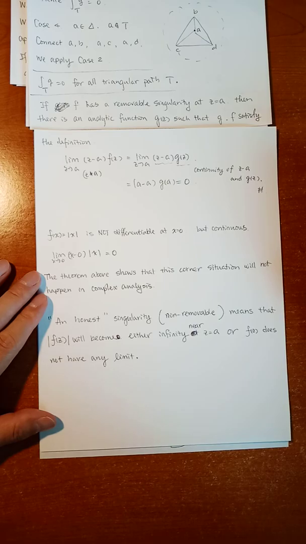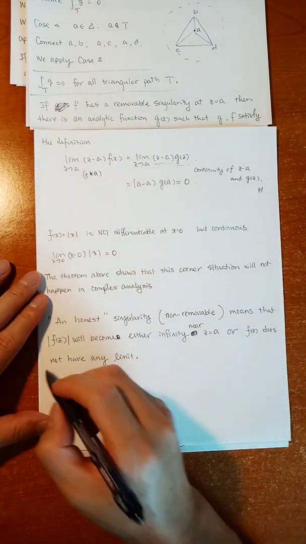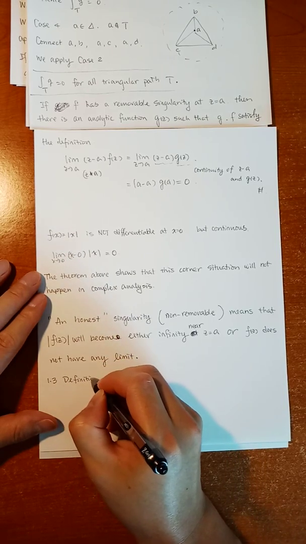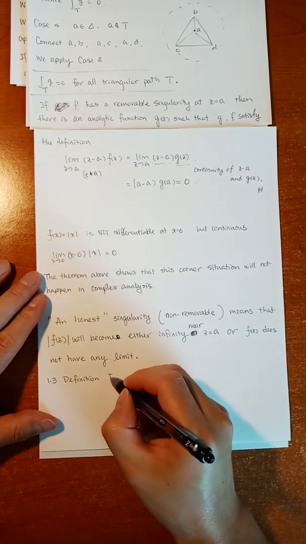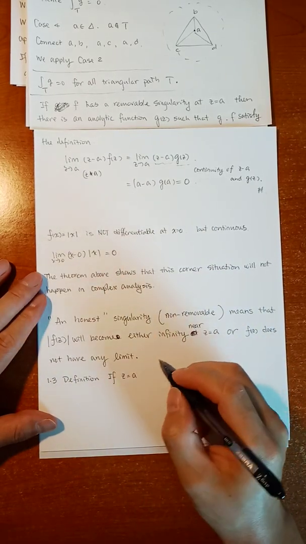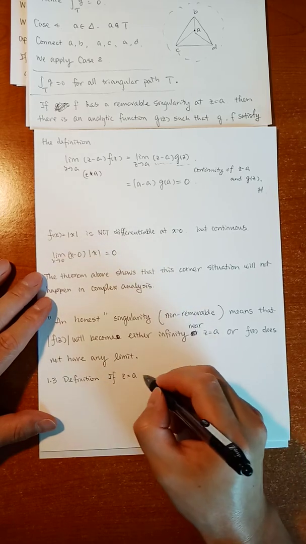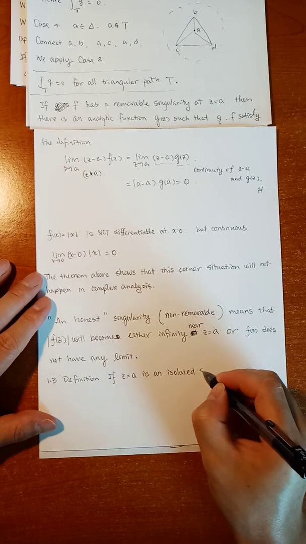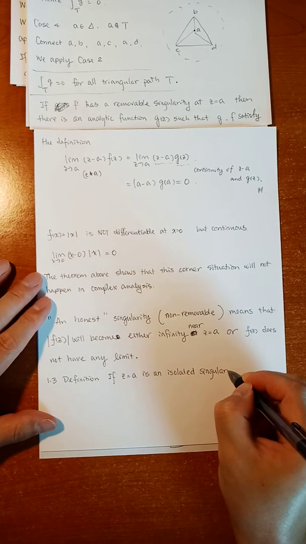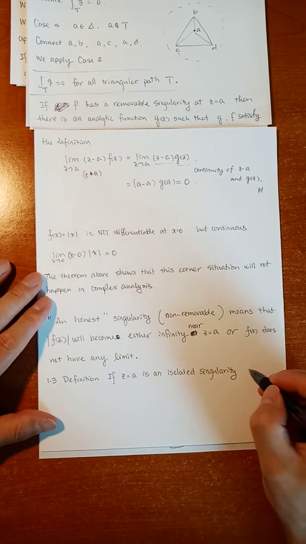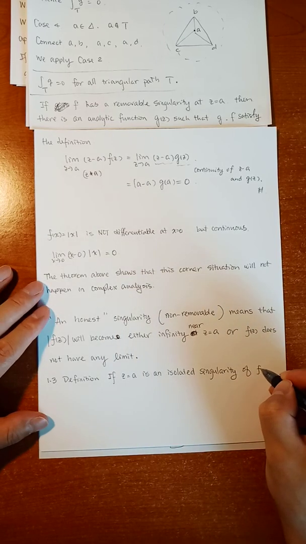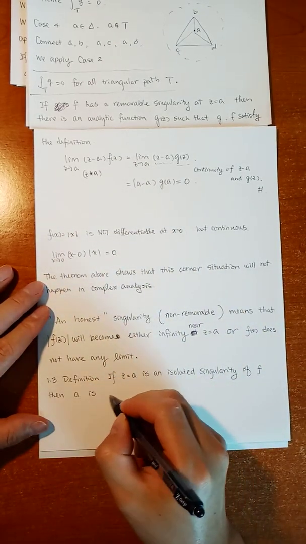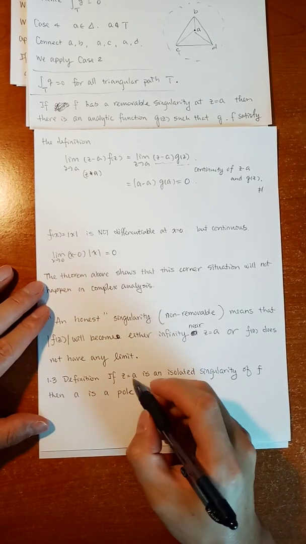All right, because of this observation, let's give the further definition. The definition: if z equal to a is an isolated singularity of f, then a is a pole of f.